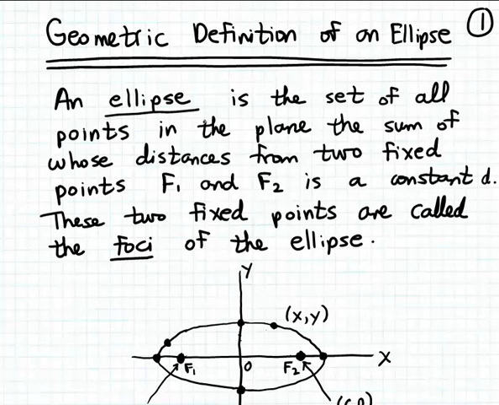So an ellipse is a set of all points in the plane, the sum of whose distances from two fixed points is a constant. So for an ellipse, we deal with two fixed points rather than a single fixed point. These two fixed points in the plane are called the foci of the ellipse, so that's plural. Each one of the fixed points is referred to as a focus of the ellipse. In this definition, I've labeled these two foci F sub 1 and F sub 2.